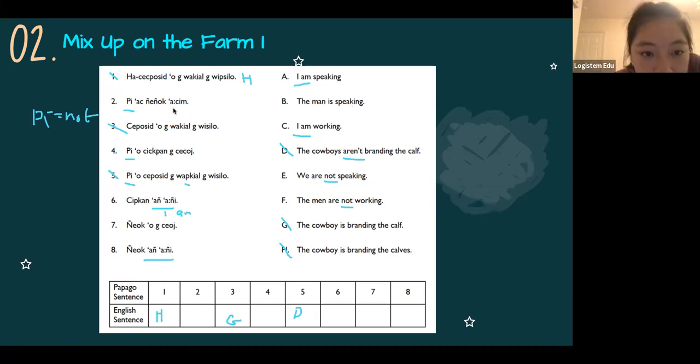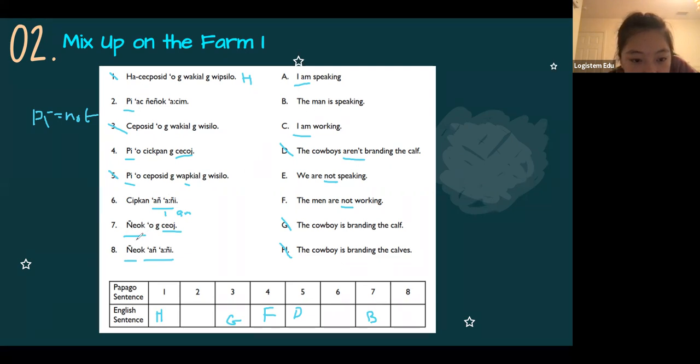So we can actually see that here and here have the same verb. So we have "the man is speaking" and "the man is not speaking." So here, this and this are similar, but this one has to be plural because there's an extra letter there. So 4 would be F, and then 7 would then have to be B.